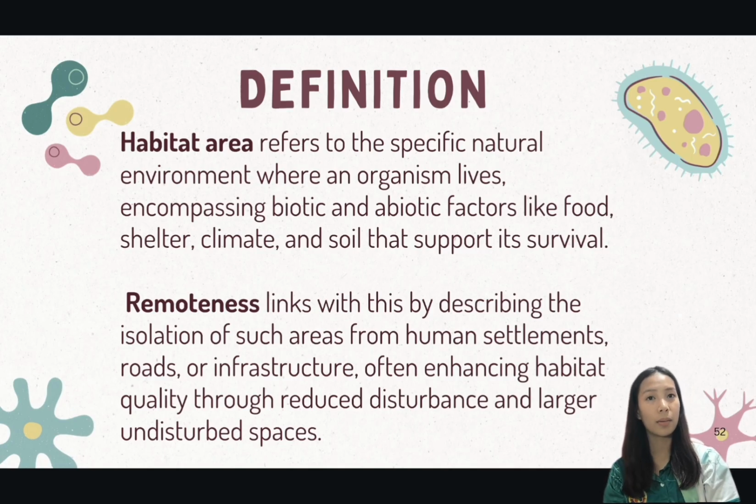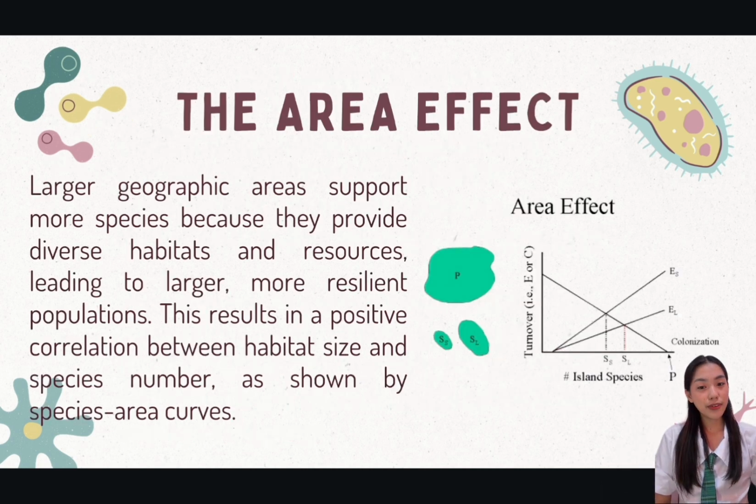Samantala, ang remoteness naman ay tumutukoy sa kung gaano ka-isolated ang isang lugar mula sa tao, kalsada o infrastructure. Dahil dito, mas nagiging maayos ang habitat kasi mas kaunti ang disturbance at mas malawak ang undisturbed spaces. So area effect is the larger geographic areas that support more species because nagproprovide sila ng mas maraming resources and mas malalaking habitats. And it leads to a larger and more resilient population.